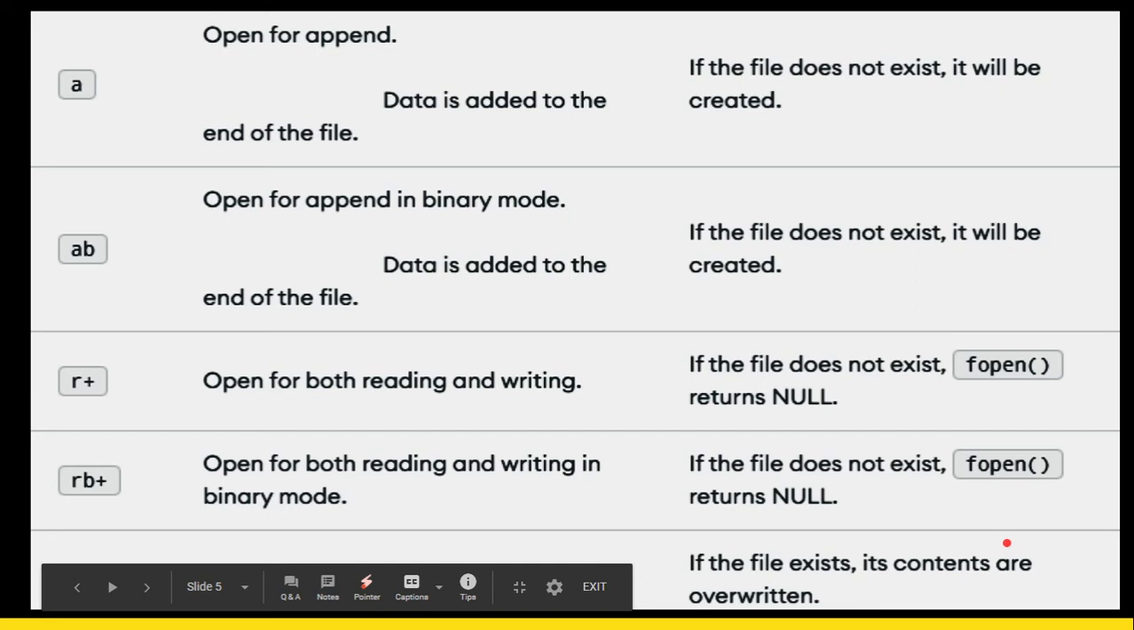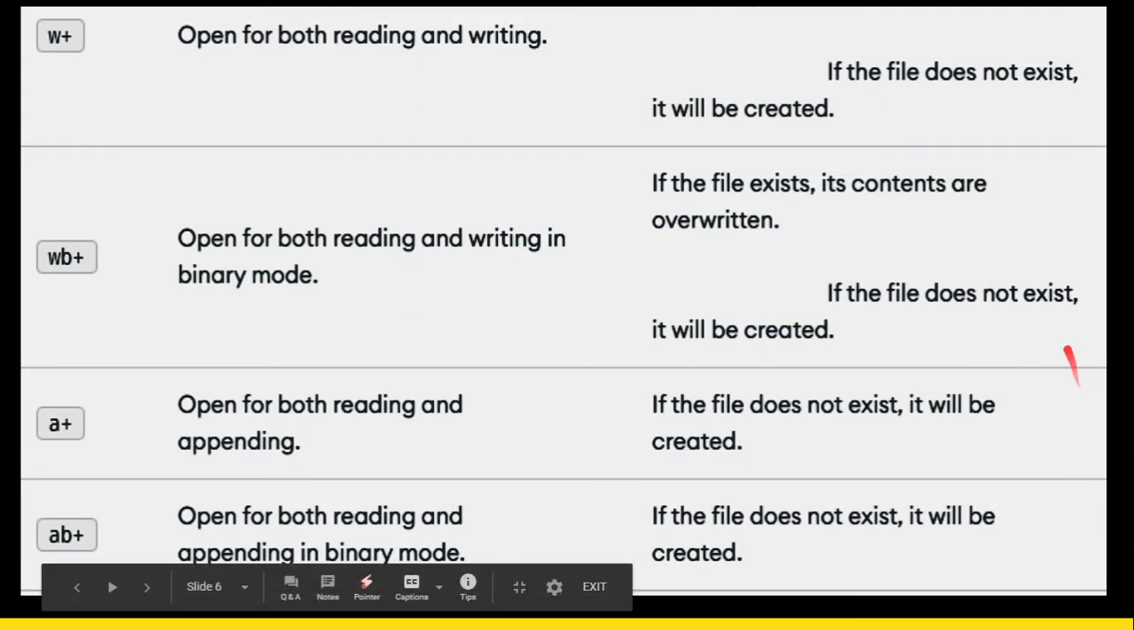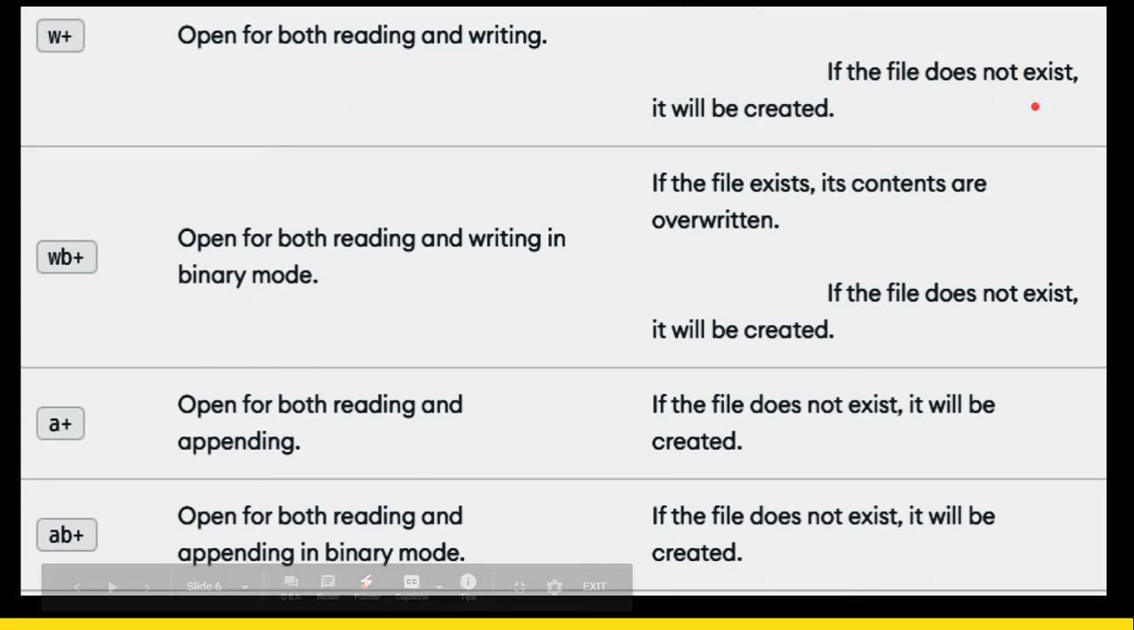Okay, and then we have the w+ mode. It is open for both reading and writing. If the file exists, its contents are overwritten. If the file does not exist, it will be created. And what is wb+? It is open for both reading and writing in the binary mode. Same thing as w+, but the file is a binary file. So again, if the file exists, the values are overwritten. If the file does not exist, it will be newly created.